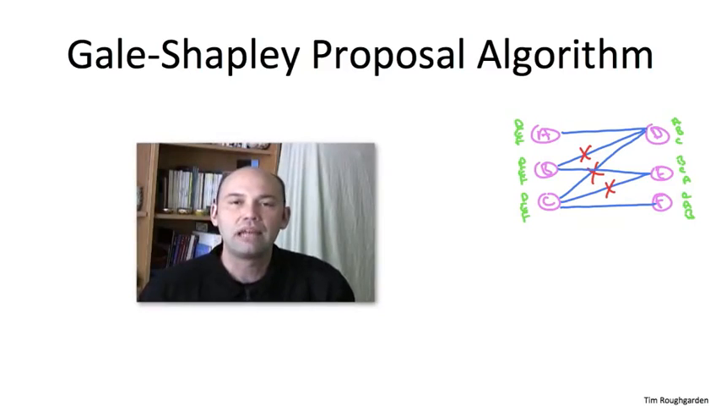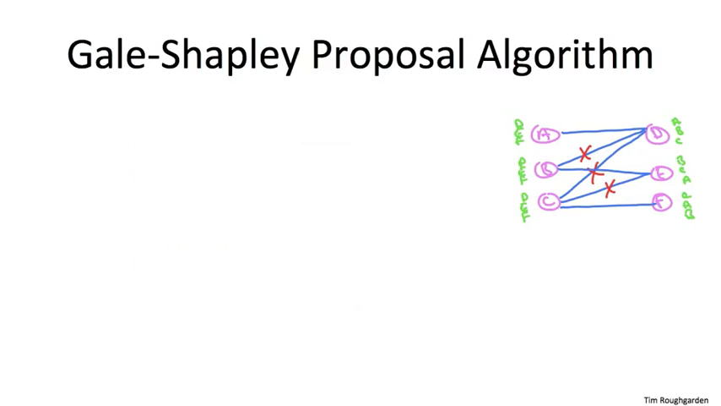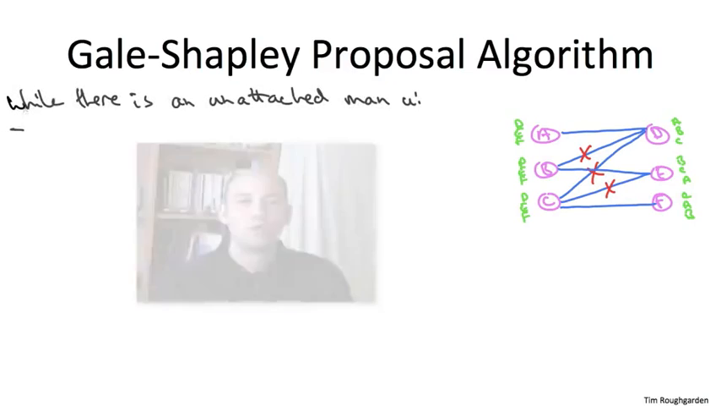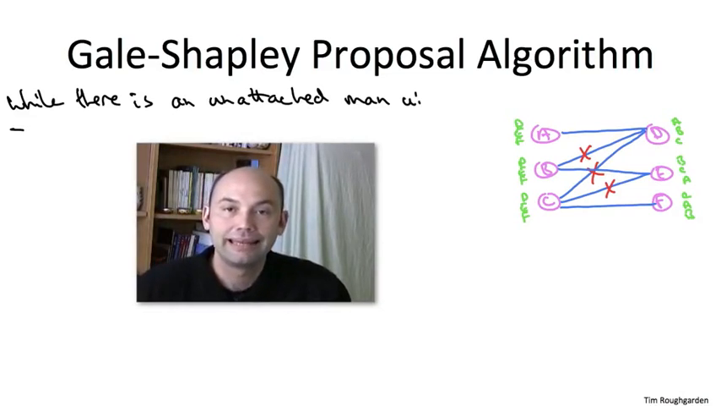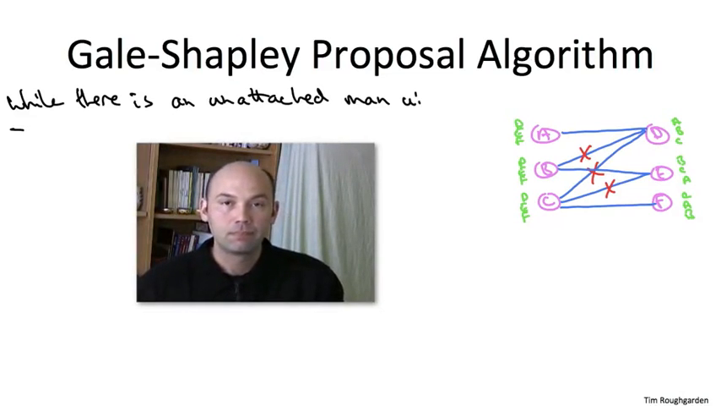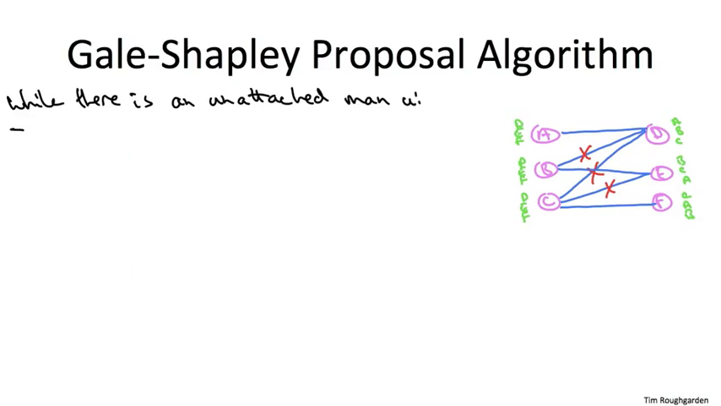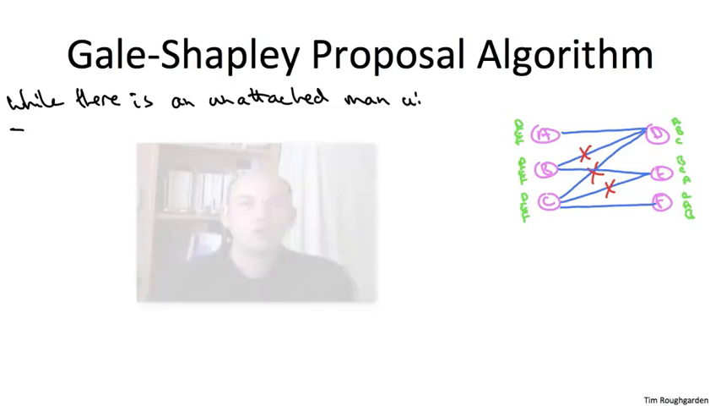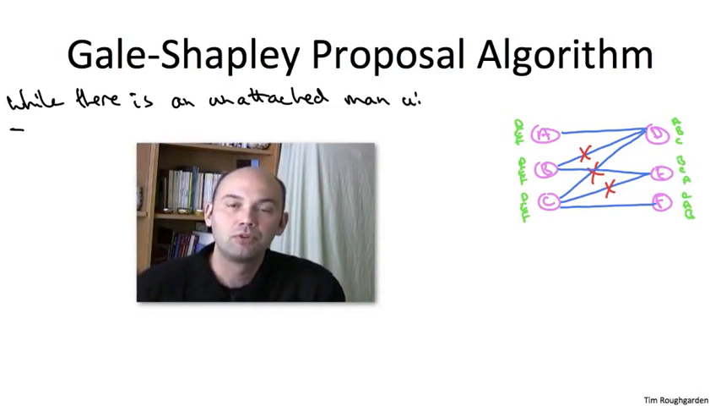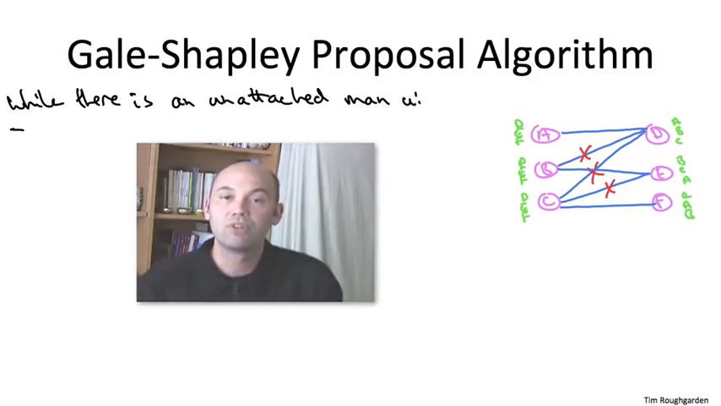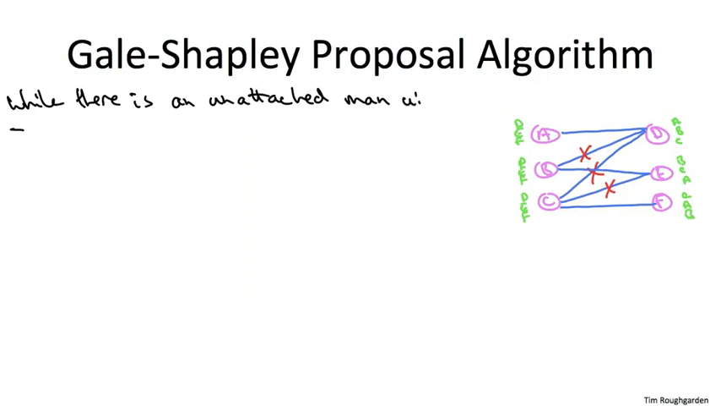Having traced through this example, I hope the pseudocode for the general algorithm will not surprise you. So we have a main while loop, and in each iteration we pick some man who is not yet engaged to any woman. Call that man U. U then proposes to his favorite woman, the top-ranked woman, with the constraint that he will not propose a second time to any woman who's already rejected him.